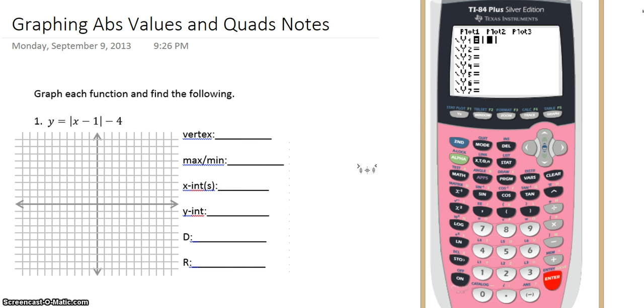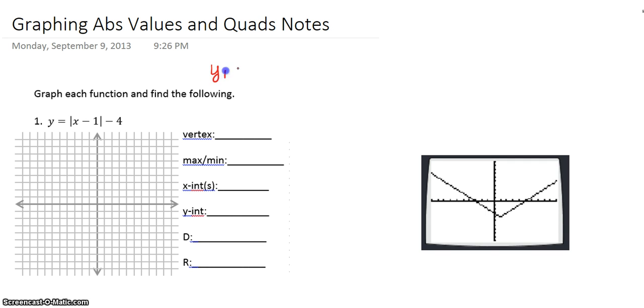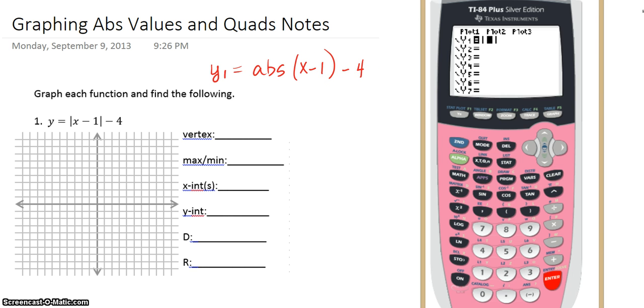Now your calculator may look like mine and have the absolute value lines on it, or your calculator may say y1 equals ABS parentheses, and so in that you're going to type x minus 1 close parentheses and then minus 4. If your calculator looks like mine, you're going to type x minus 1 in the absolute value, and then you have to go to the right to get outside of it, and then minus 4. Then you can go zoom standard, so that we're all in the same negative 10 to 10, and you will see your graph.